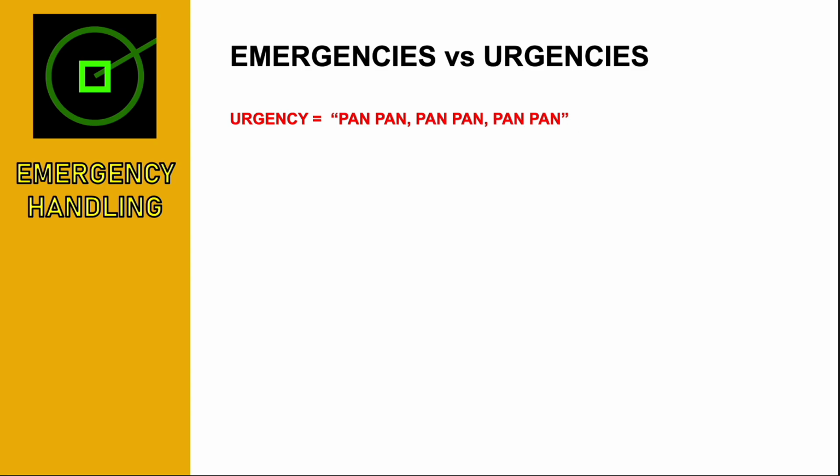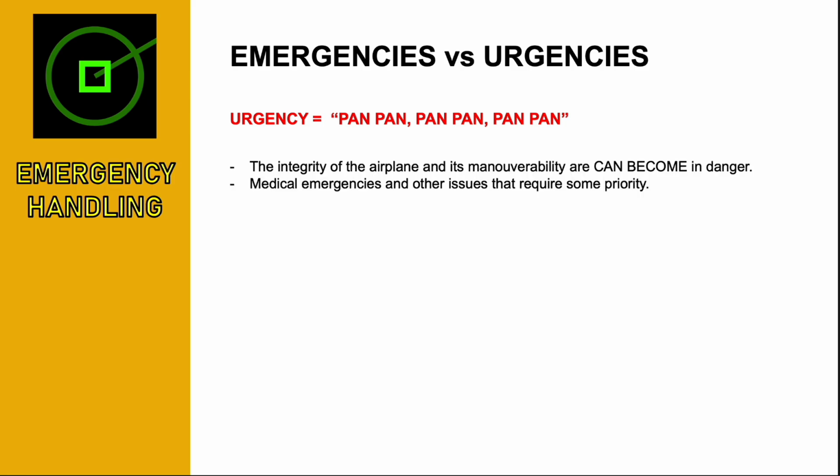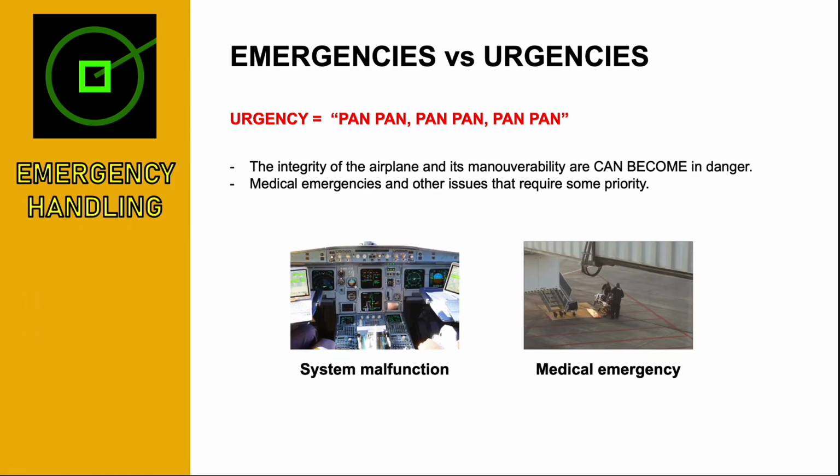And the urgency is not as urgent, ironically, it's not as urgent as the emergency. It's when the integrity of the airplane and its maneuverability can become in danger in the future, but are not necessarily in danger now. And then certain situations when there are medical emergencies and other issues that require some priority, usually what the pilot says is Pan Pan Pan Pan Pan Pan. Usually you're going to hear this in Endless ATC instead of Mayday, Mayday, Mayday. So be aware when you hear Pan Pan, that means that there is an emergency or an urgency in Endless ATC, of course. So the most common reasons for urgency is a system malfunction or medical emergency.